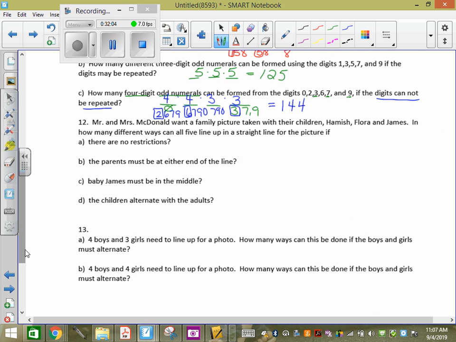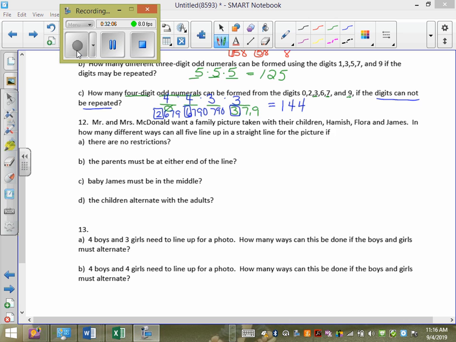Okay, do 12 and 13. We have Mr. and Mrs. McDonald want a family picture taken with their children, Hamish, Flora, and James. So that's 5 people. And how many different ways can 5 line up in a straight line for a picture?